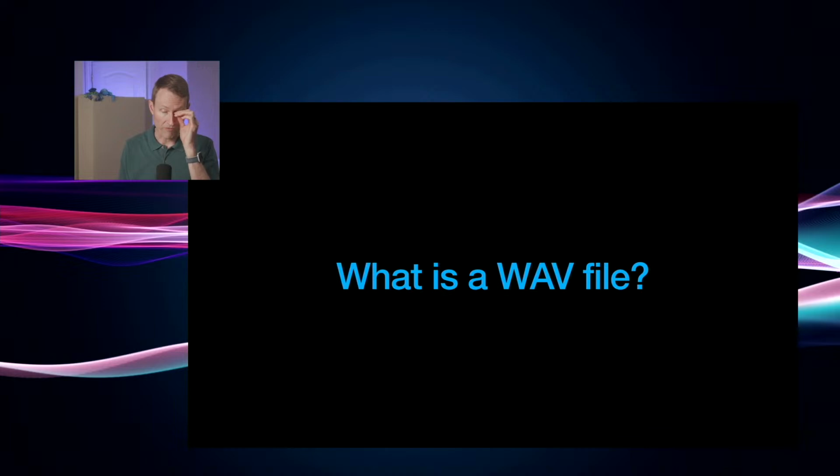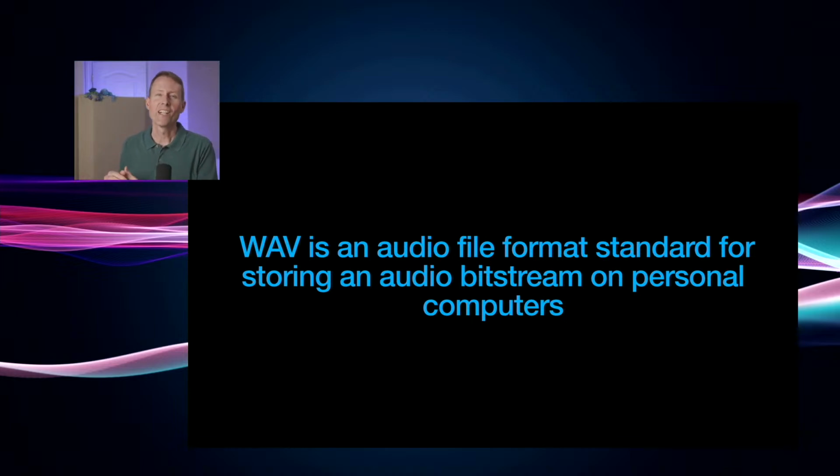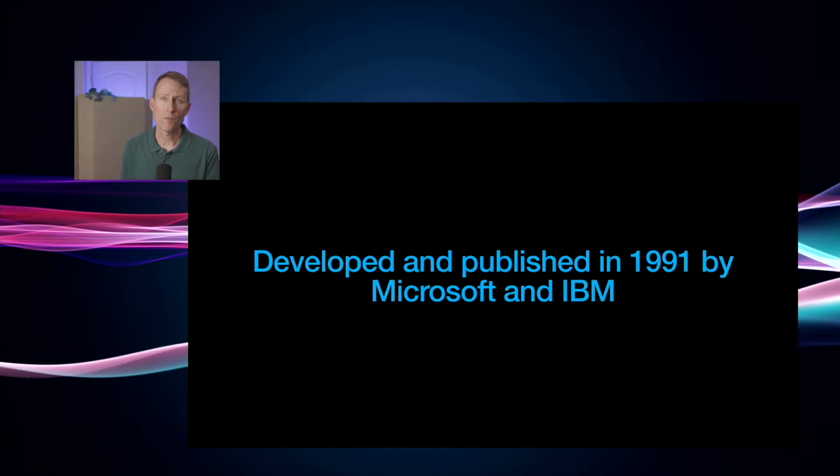All right, so let's go ahead and jump in, and we're going to talk first about what is a WAV file. If you'd like to flex and tell us everything you know about WAV files, put it in the chat. Would love to hear your perspective on that, but here's a short version. WAV is an audio file format standard for storing an audio bit stream on personal computers. That's really the boiled down definition of what a WAV file is. Historically, this was developed and published in 1991 by Microsoft, jointly by Microsoft and IBM.